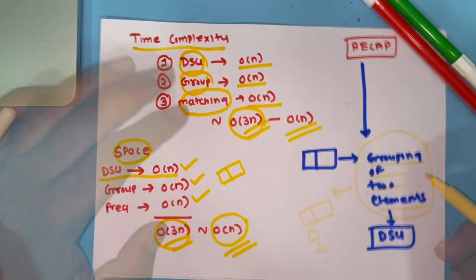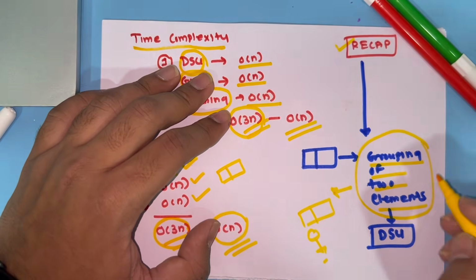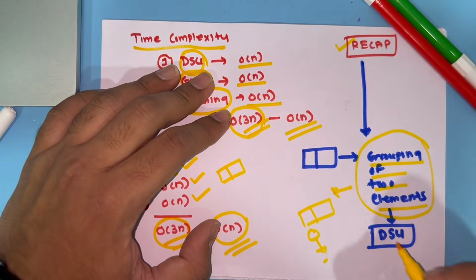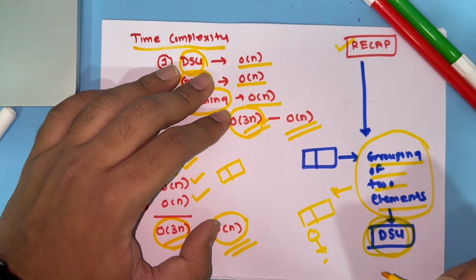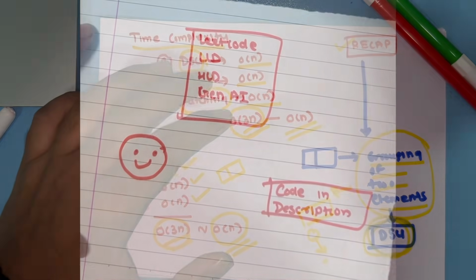Okay, so recap from this problem. When you see the grouping of elements, just think that DSU can be applied here for finding the connected components. So that's it for this problem.